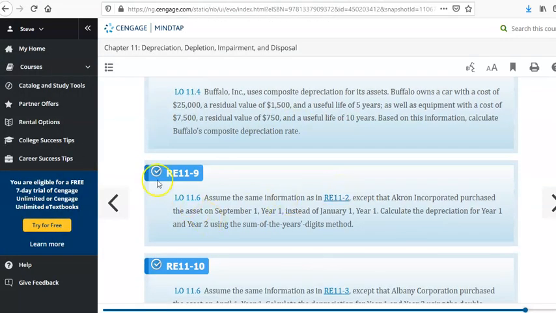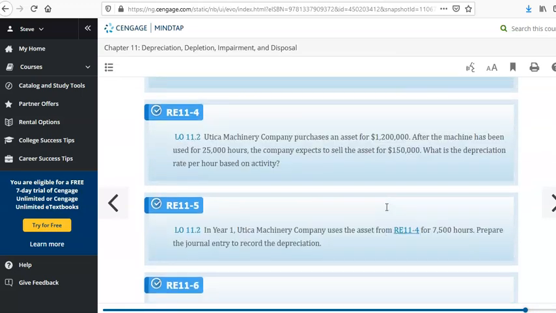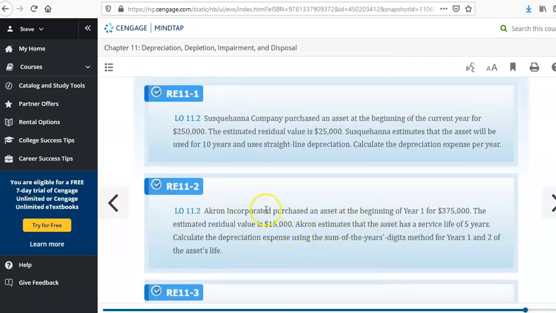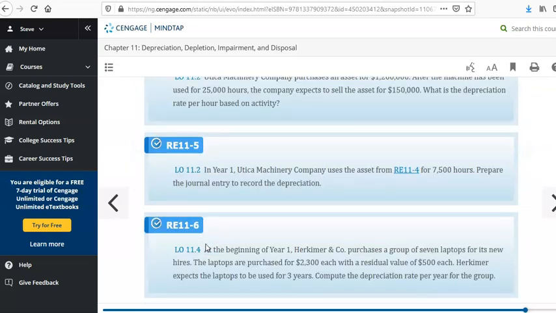Let's go here, take a look at 11.9. Assume the same information as 11.2. Okay, let's go back to 11.2, remind ourselves what that one was about. Right here, you can see that one. They bought an asset, 375, residual of 15. So we're just going to continue question 11.2 with kind of a twist as we get down to 11.9. So remember, we had the 375, 15, $1,000 residual value, service life of 5 years. Let's go back down to 11.9.